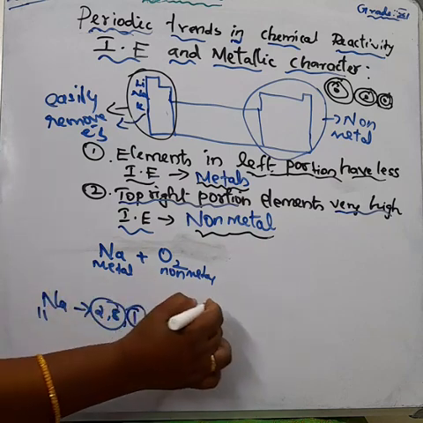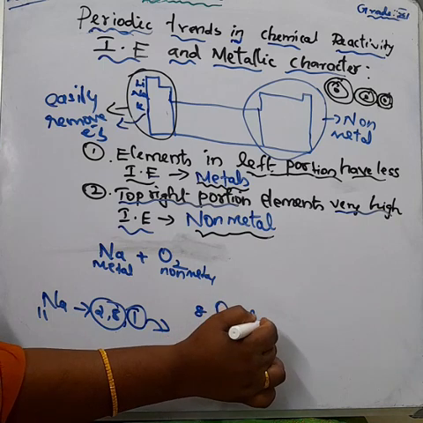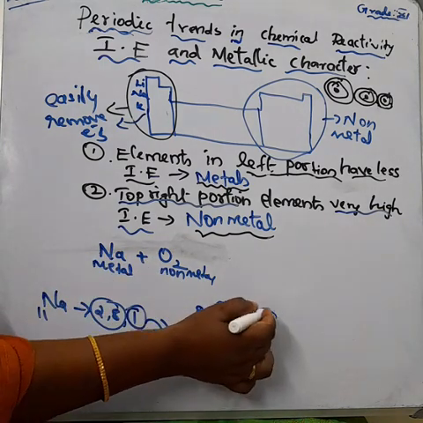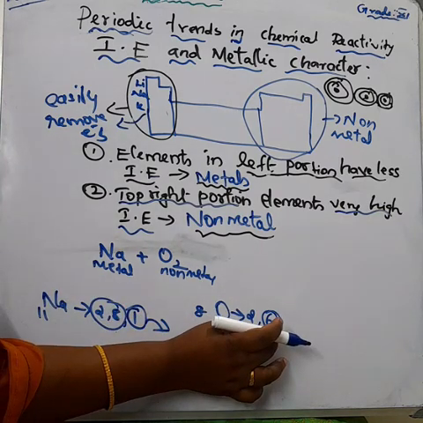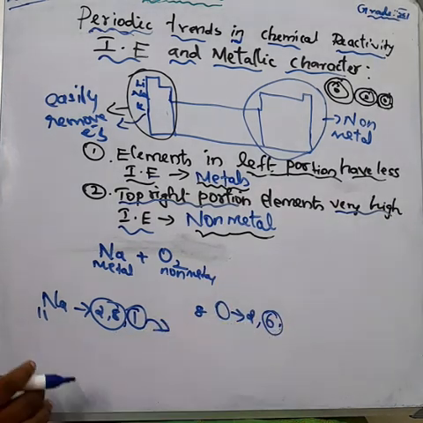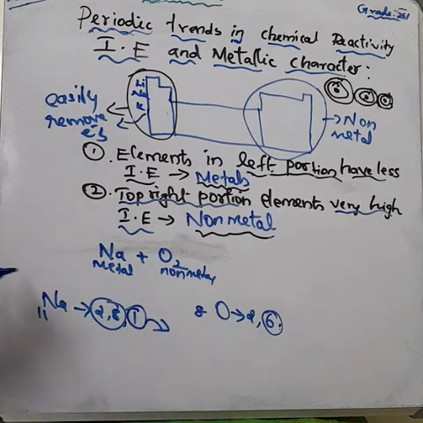But in the case of oxygen, the atomic number is 8 and the electronic configuration is 2, 6. What is the number of electrons in the outermost orbit? 6 electrons. So it is difficult to remove the electrons because a higher number of electrons are present in the outermost orbit. The nuclear charge is also very high.